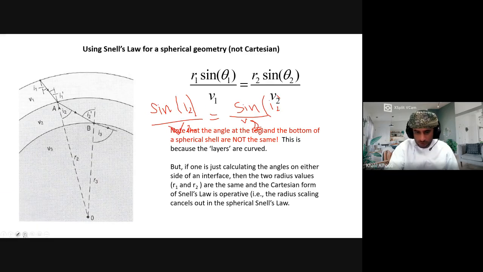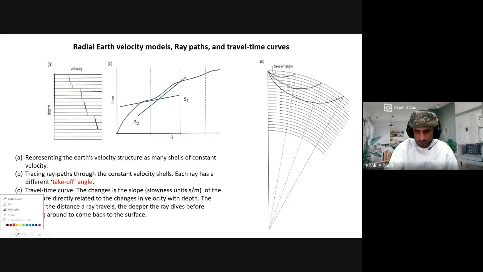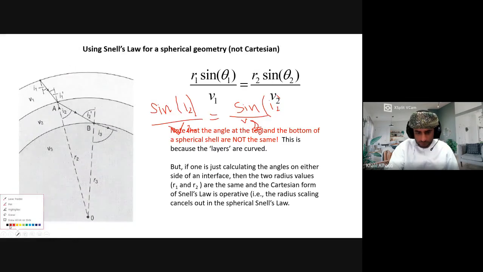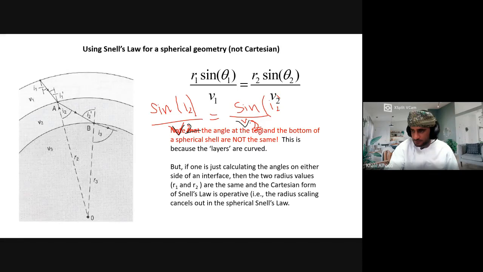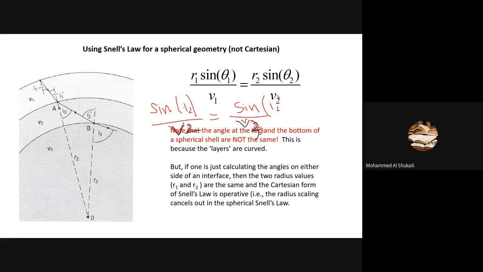I cannot make it black. So how do I make these two equal?